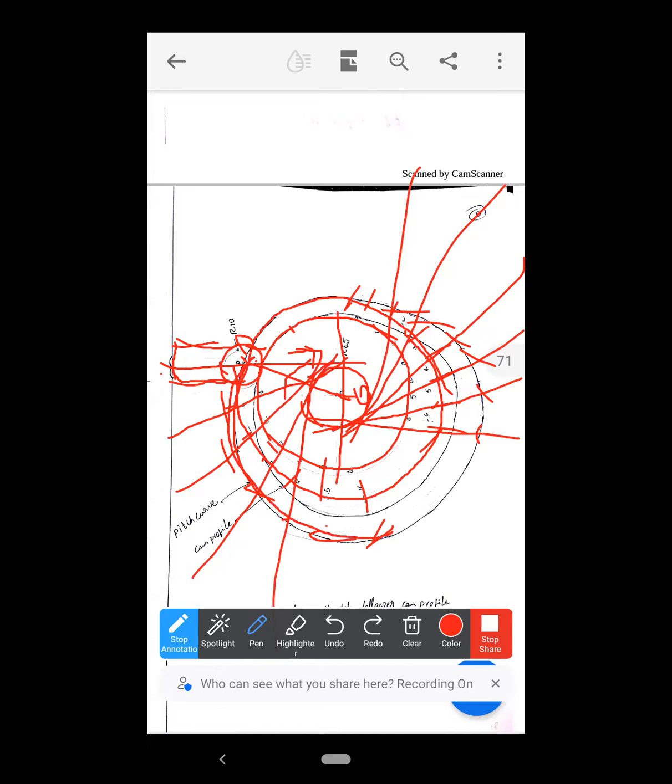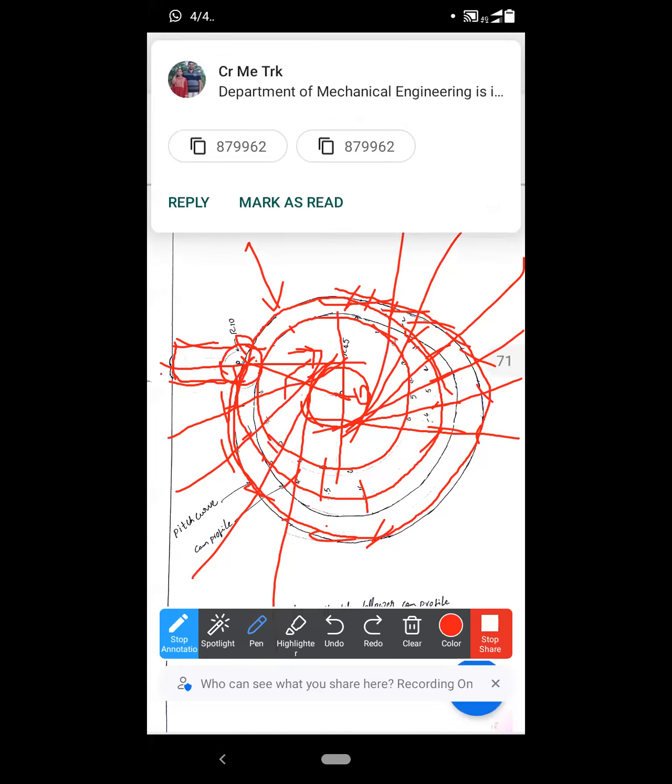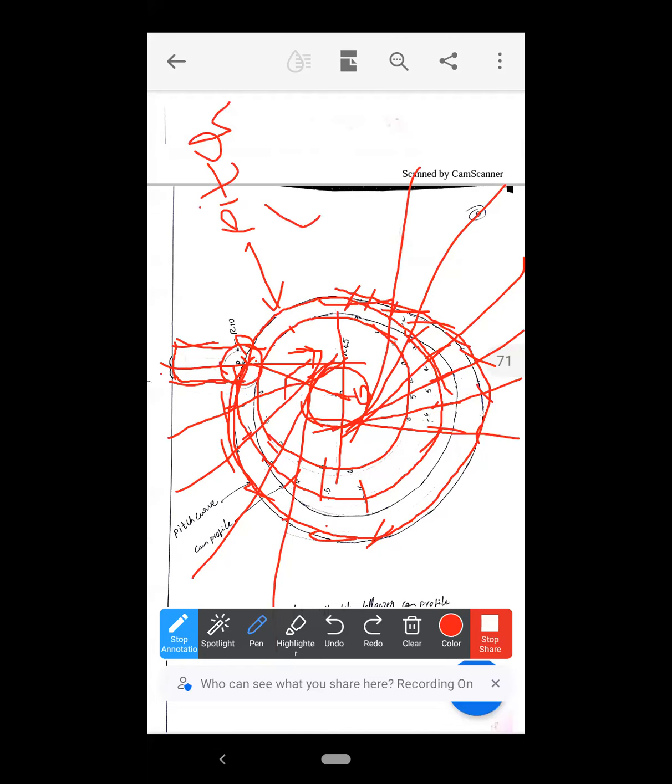Now join the points to get our curve. So what curve is generated here? Observe that this curve is the pitch curve. But we have to draw the cam profile.